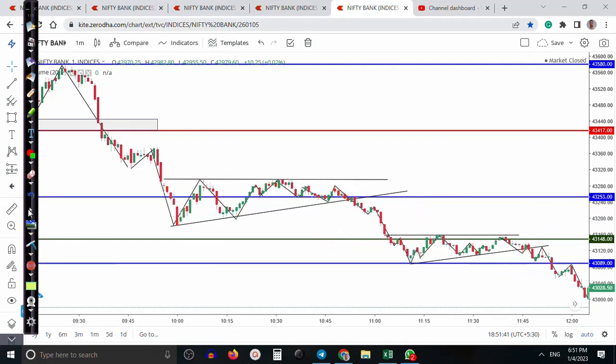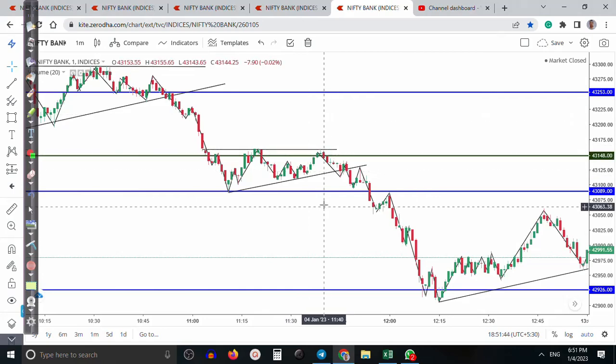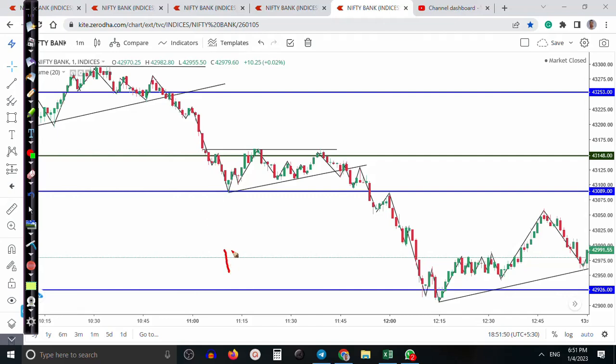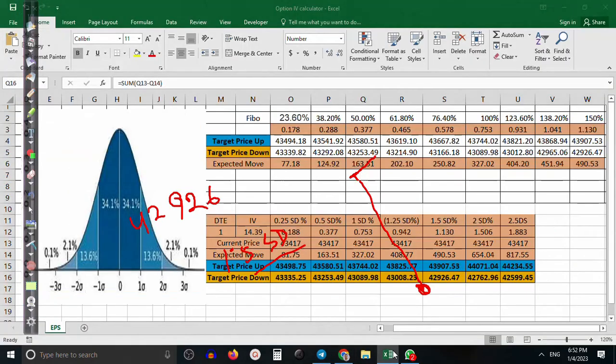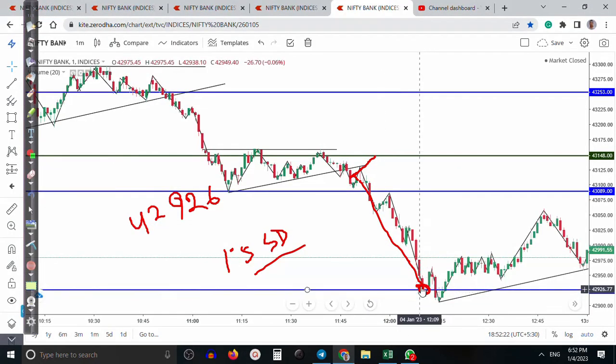Let me show you. After that, the price broke this area and continued toward the level of the 1.5 standard deviation line. That was our target. So we entered somewhere here, and we booked profit at the 1.5 standard deviation at the level of 42926. Have you seen? Let me check it. Standard deviation line 1.5, 42926. This level, and we booked our profit somewhere here.